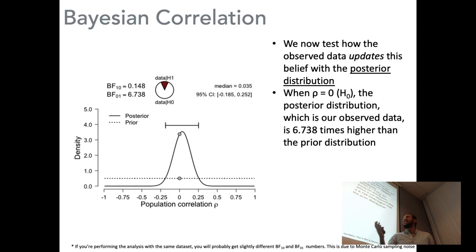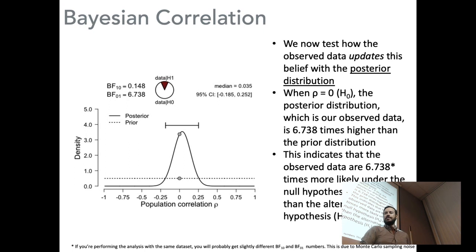So what this is saying is that the relative evidence for the null model is almost 7 times more than for the alternative model. So there's 7 times more relative evidence for the null model compared to the alternative, which is much more informative than looking at this non-significant p-value. So it's almost 7 times more likely under this idea of a null hypothesis.